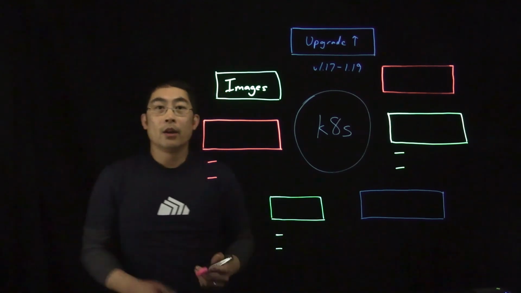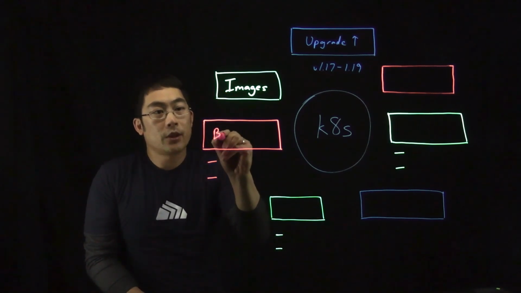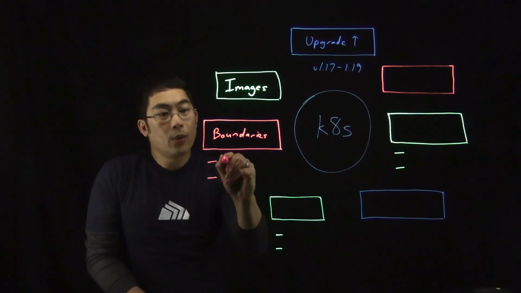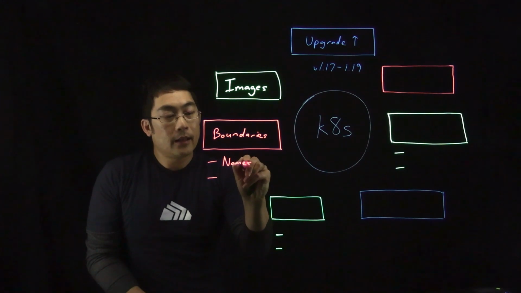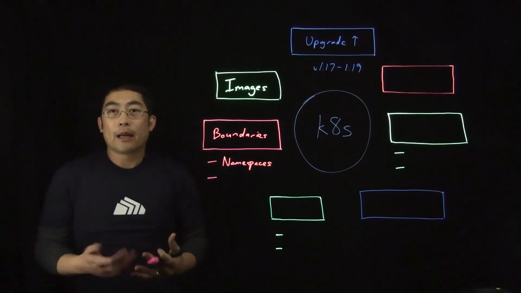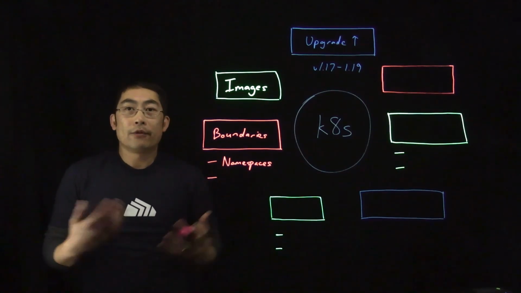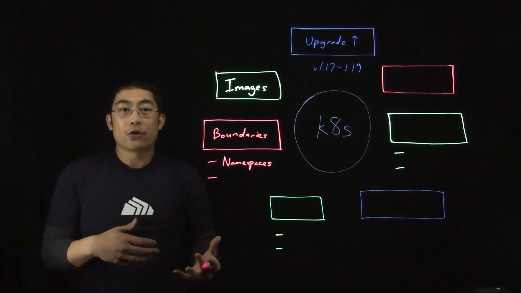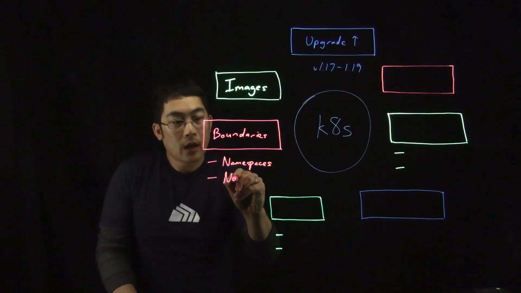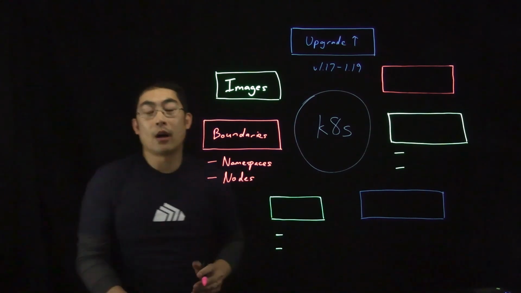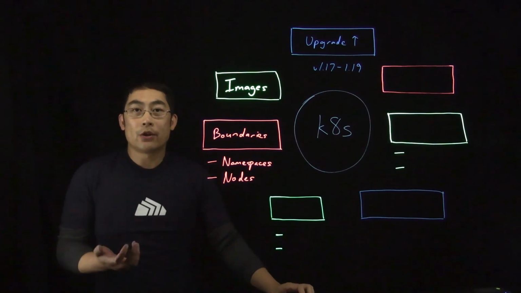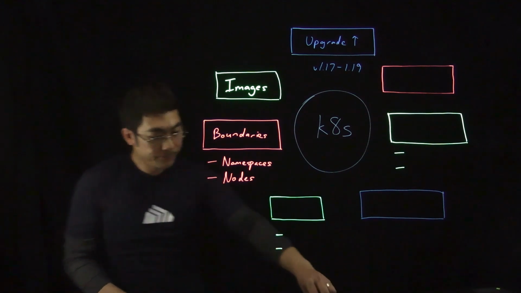Third, use namespaces and nodes to establish security boundaries. Namespaces are important to help appropriately isolate your applications. And it can also be easier to apply different security controls and different levels of permissions when applications are deployed into separate namespaces. You can also choose to run more sensitive applications on dedicated nodes. And you can do this using node pools or Kubernetes features such as taints and tolerations.